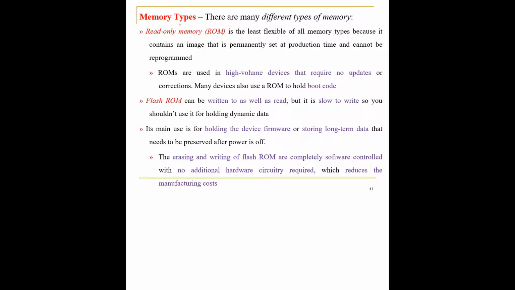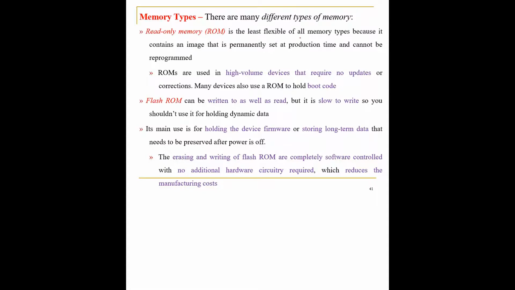Normally the types of memories are ROM and RAM, or you can say read-only memory and random access memory. Even in the case of ROM, we have something called flash ROM, EEPROM, PROM. There are a lot of kinds of ROMs available. So let's check out what this ROM is.